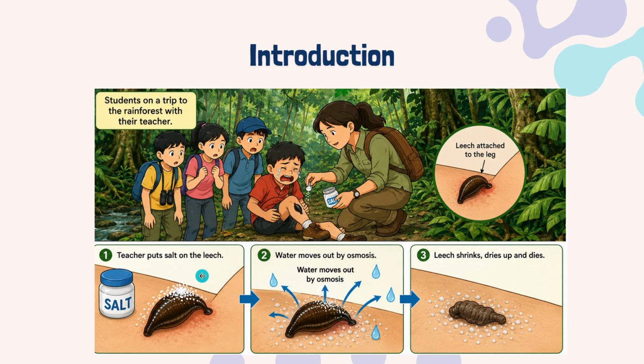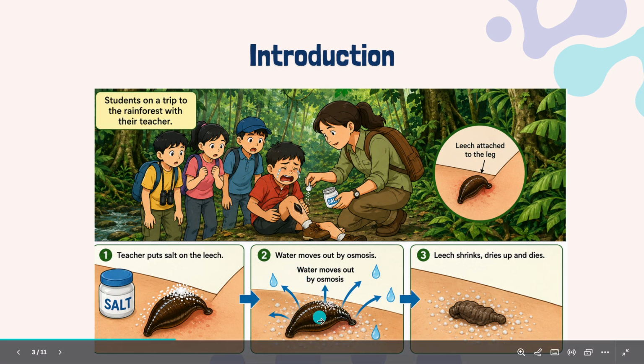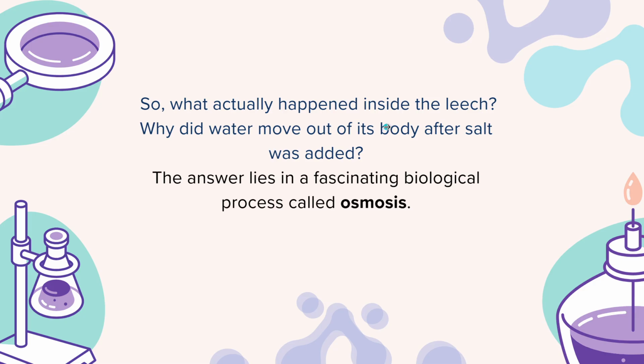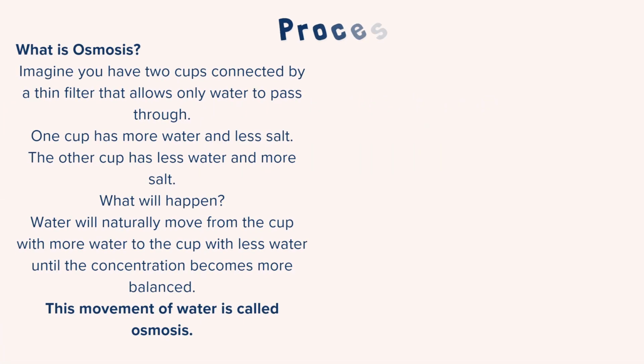The teacher puts salt on the leech, and suddenly the leech's body releases a lot of water, and the leech shrinks and dies. So, what actually happened inside the leech, and why did water move out of its body after salt was added? This is the question. The answer lies in the fantastic biological process that we call osmosis. So, let's understand what osmosis is.